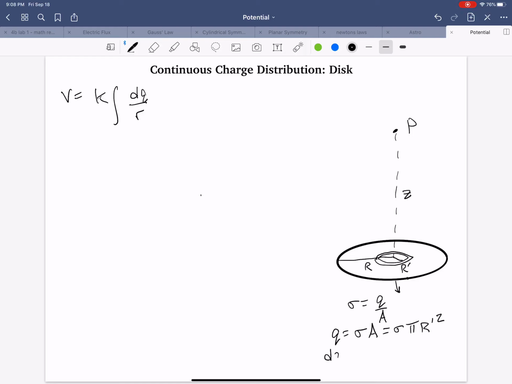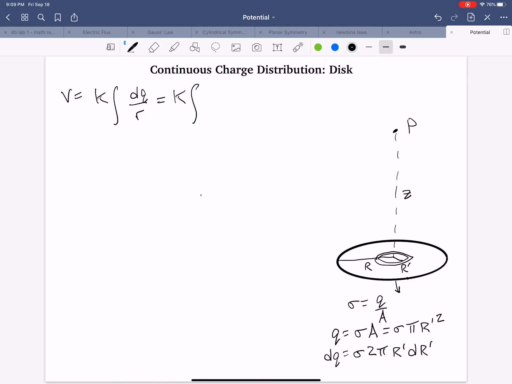Now, taking the derivative of this expression, because we need dq, we have sigma times 2 pi times r prime, and then the chain rule, dr prime. And if you notice, that 2 pi, that's our integral d theta from 0 to 2 pi. So that's the angle integration. This is the radial integration. So embedded in here is a double integral. So let's put that expression into our voltage.